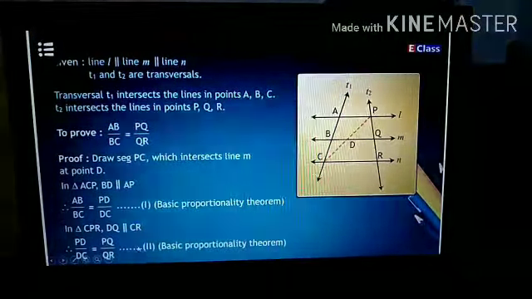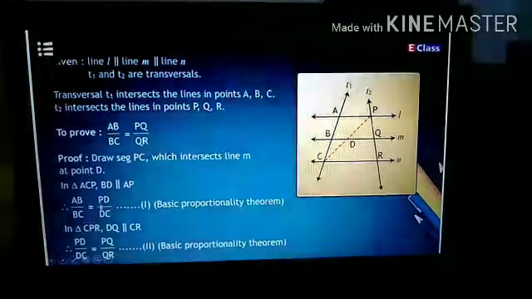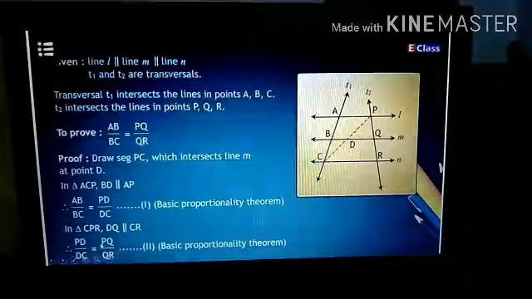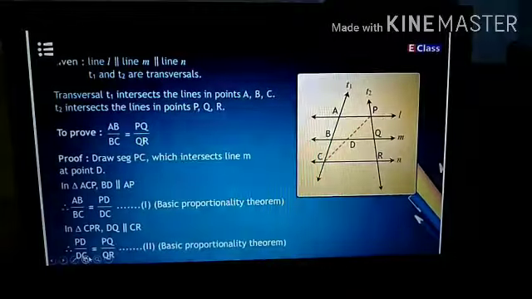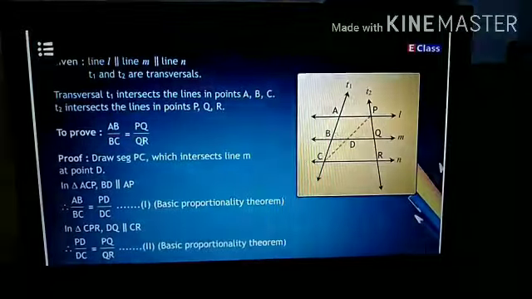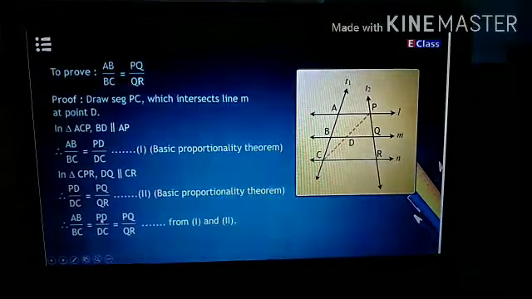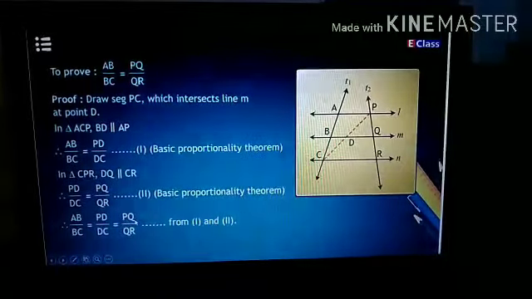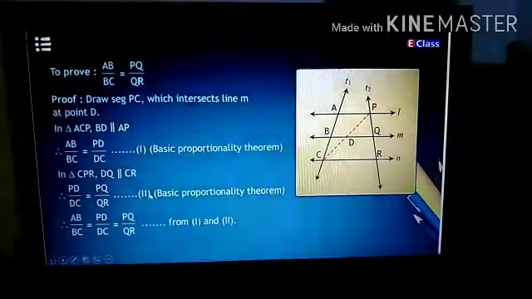Now observe points 1 and 2. In point 1 and 2, the ratio PD upon DC is repeated. So we can write that all three ratios are equal to each other from points 1 and 2. So I write down AB upon BC is equal to PD upon DC is equal to PQ upon QR. This we obtain from points 1 and 2.